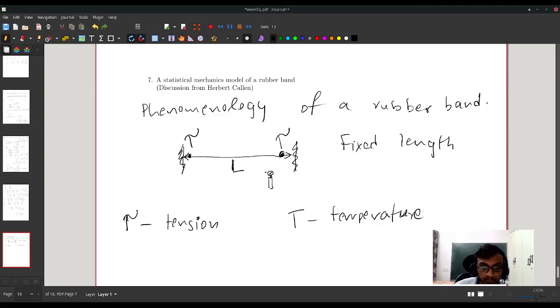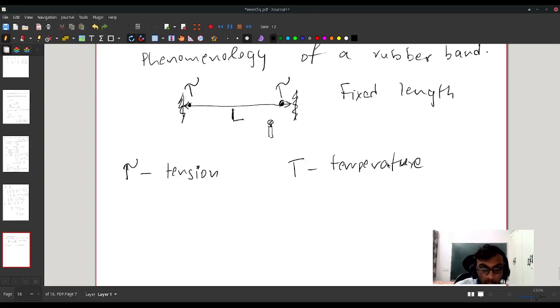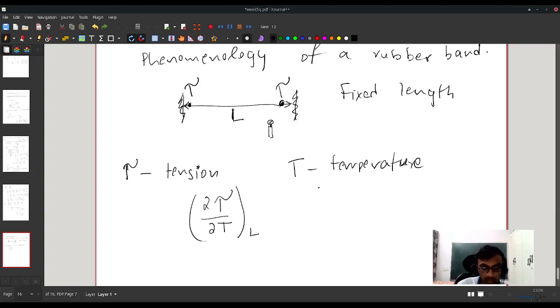And the quantity we're interested in is how does the tension change as you change temperature, ∂𝒯/∂T, at a fixed length. So we are fixing the length of this rubber band in this experiment. So is this positive or negative, first of all? Is this positive or negative?